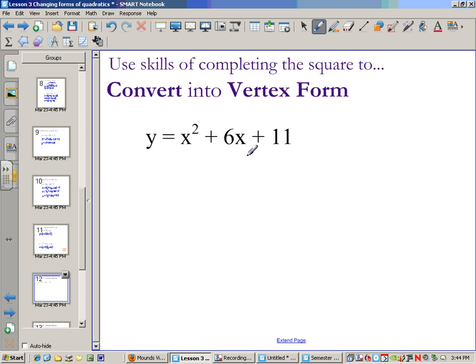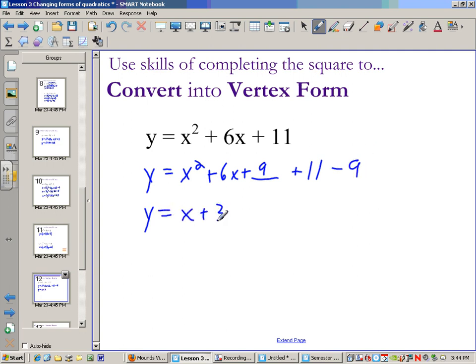Now if we want to convert this to vertex form, this is what we were doing yesterday. So we have y equals x squared plus 6x plus blank plus 11. What needs to go in there is a 9 to make it a perfect square, so we have to subtract 9 out there. So it would be (x plus 3) squared plus 2.